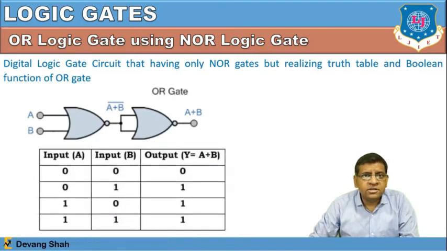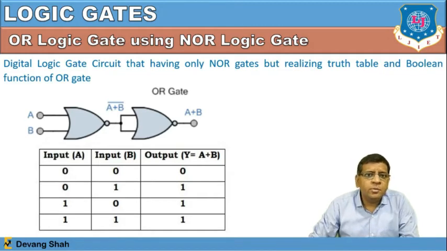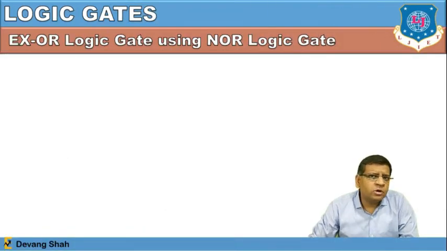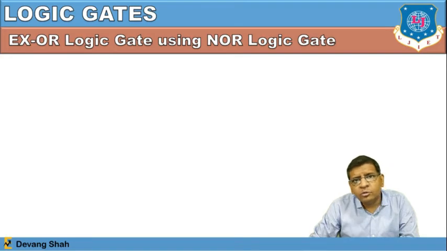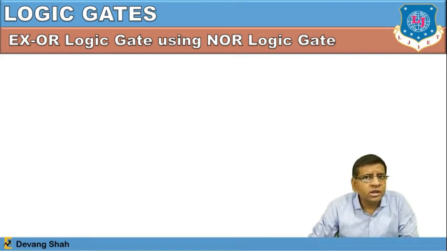So from that you can see the truth table, and from the truth table you can realize the implementation of the OR gate using NOR only, right? So this is the same terminology like NAND and NOR we are using to make the basic gates. Same way, XOR logic you can also realize using the NOR.